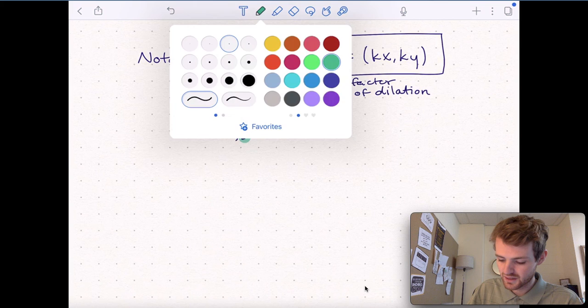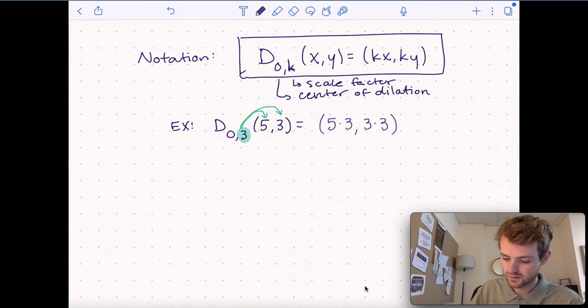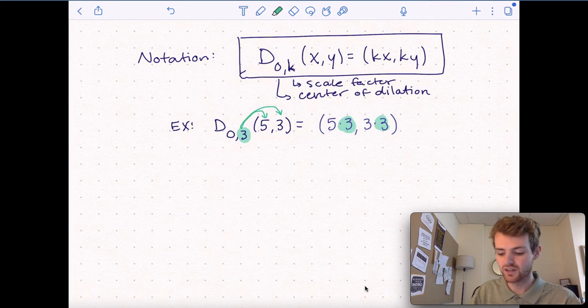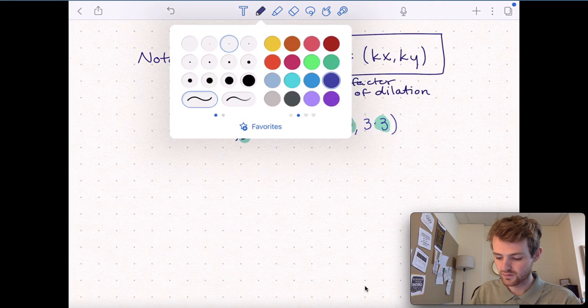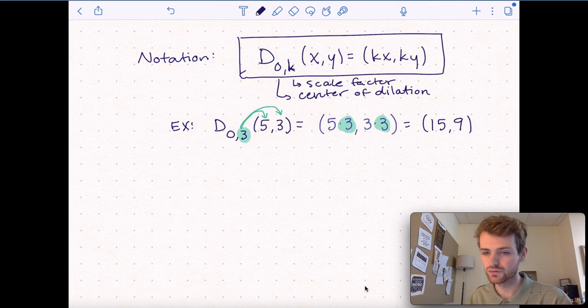So what's happening is this. It's going to equal 5 times 3 and 3 times 3. We multiply the scale factor by each of those coordinates. So our final answer would be (15, 9). That's all we have to do. That's it. Easy peasy.